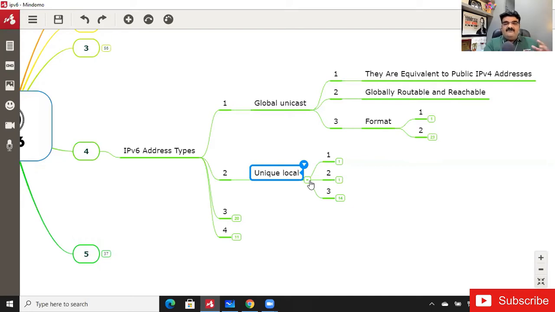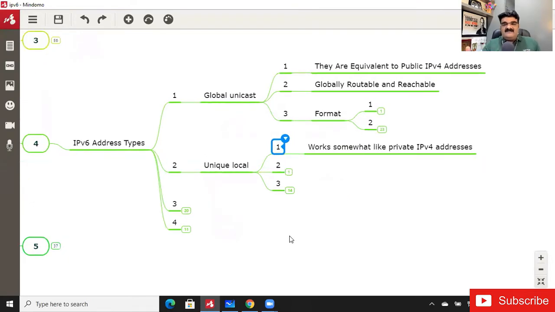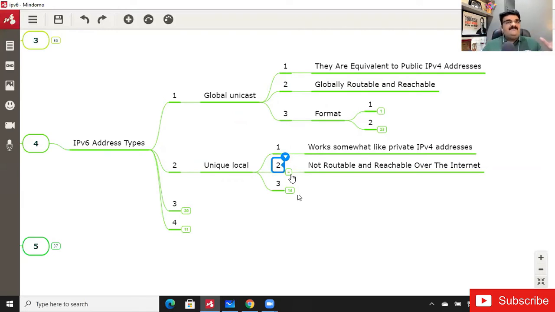In the same way, we have unique local IP addresses in IP version 6, and there is an indication for unique local IP addresses also. We can say that unique local works somewhat like private IP addresses. We have fake or private IP addresses in IP version 4, and unique local IP addresses in IP version 6. They are not routable or reachable over the internet, the same as fake IPs.